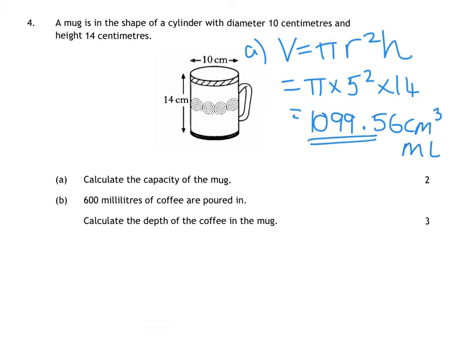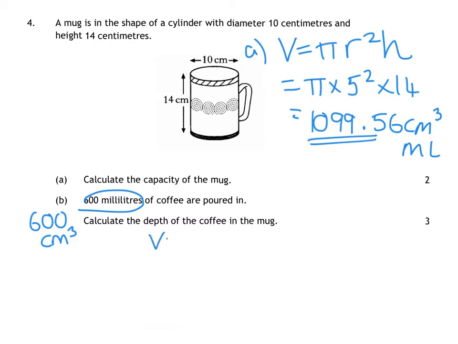So that's part A. Part B, it says 600 millilitres of coffee are poured in. Calculate the depth of coffee in the mug. So the mug still has the same radius. It's the height that's changing, the height of the coffee. So remember, 600 mils is just the same as 600 cubic centimetres. So we know what the volume is. We know what the radius is. We need to get the height.